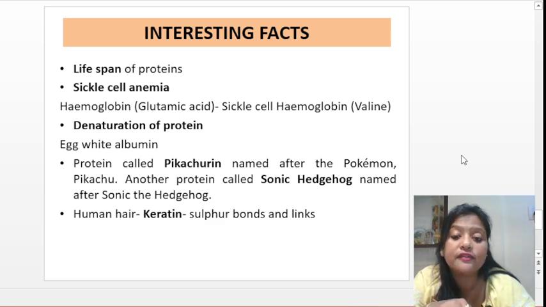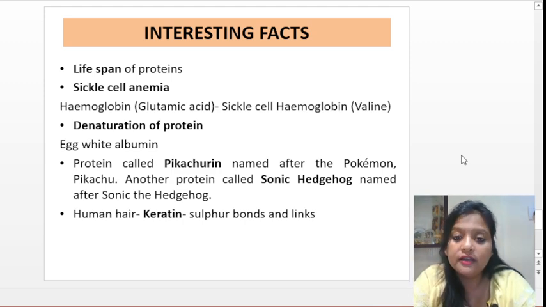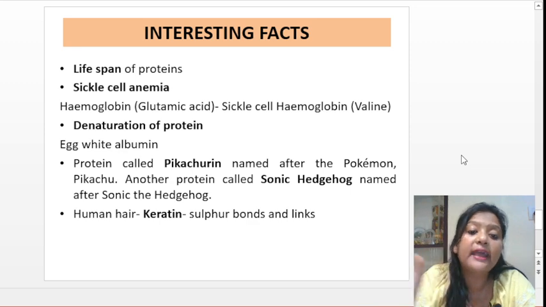This is a type of disorder. Sickle cell disease, this is sickle cell anemia. You have heard about sickle cell anemia. So this leads to sickle cell anemia if there is a change in even one amino acid. In this case, glutamic acid is changed to valine, leading to the formation of sickle cell anemia.